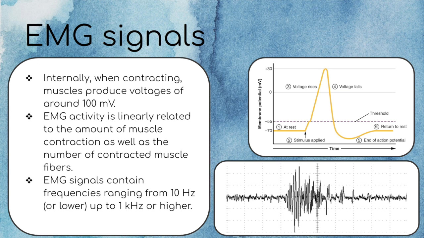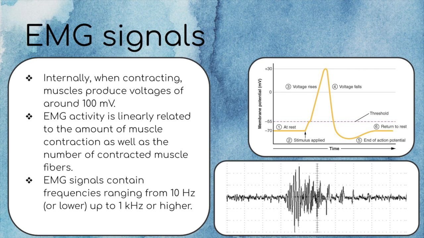An EMG signal is based on the simple fact that whenever a muscle contracts, a burst of electric activity is generated which propagates through adjacent tissue and bone and can be recorded from neighboring skin areas. Internally, when contracting, muscles produce voltages of around 100 mV. However, because there's a lot of tissue between the muscle and the electrode, the signal weakens a great deal before it reaches the electrodes. Therefore, it is really important to amplify these signals using amplifiers.